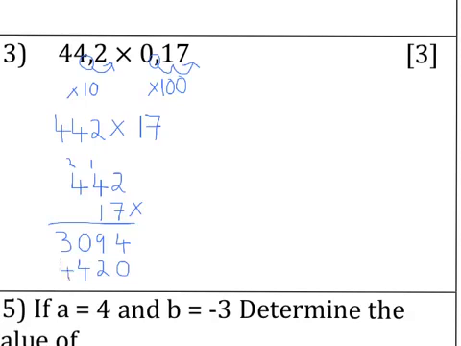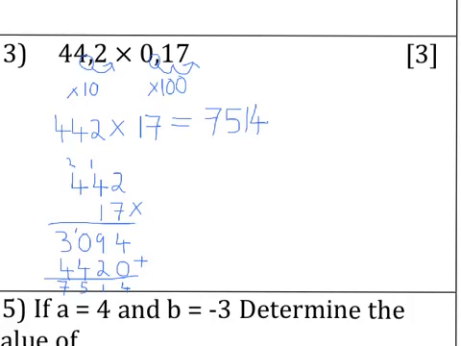Okay, and I don't really have much space to work with, but the last step is just to add. So we've got 4, 11, carry the 1, that's going to be 5, and 3 and 4 is 7. So the answer to this question, 442 times 17, is 7,514. But we weren't asked to multiply 442 times 17, we were asked to multiply 44.2 times 0.17.